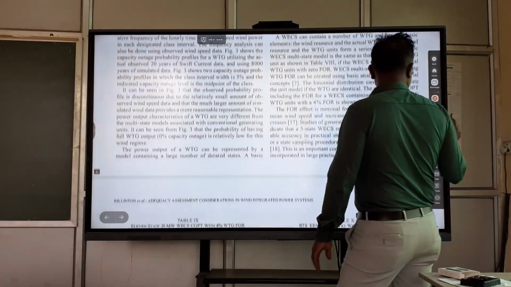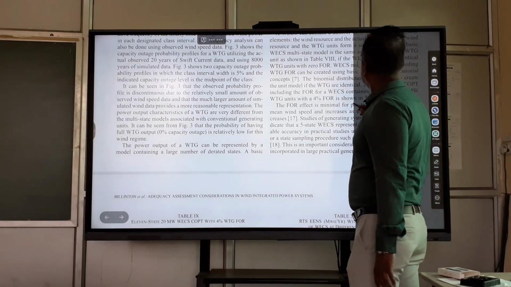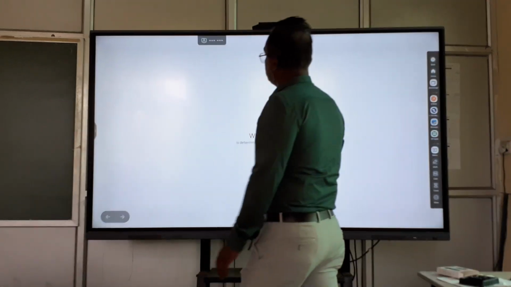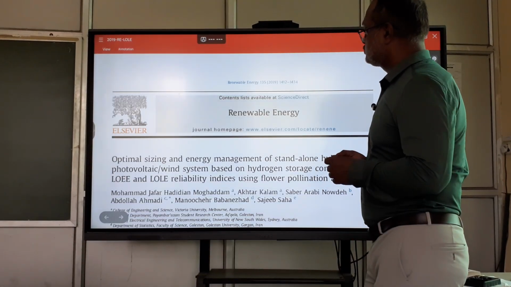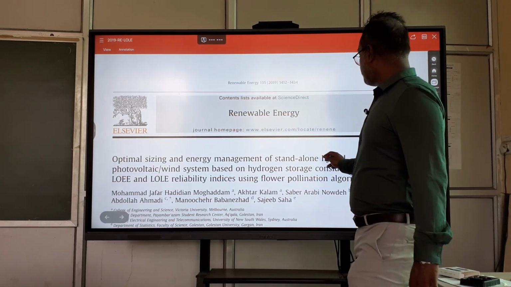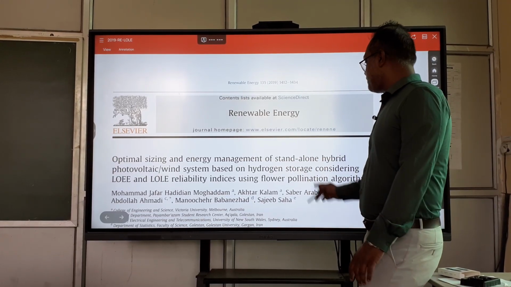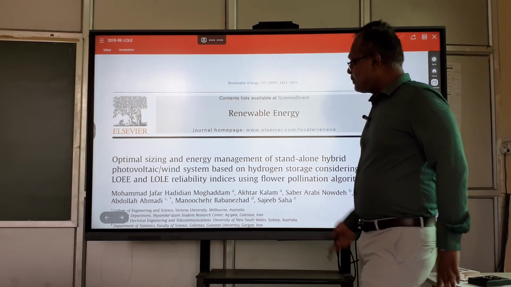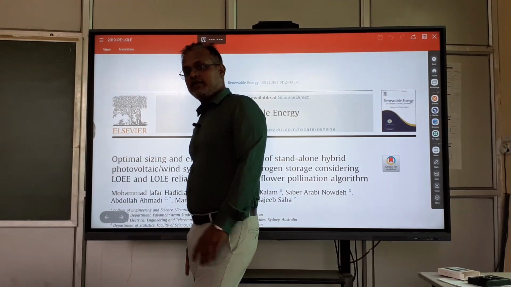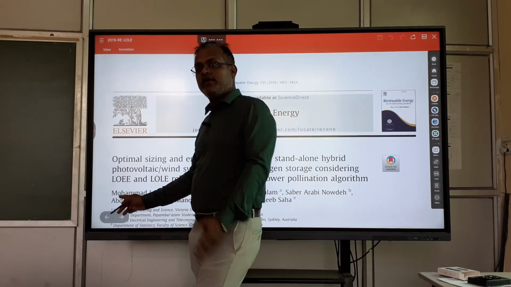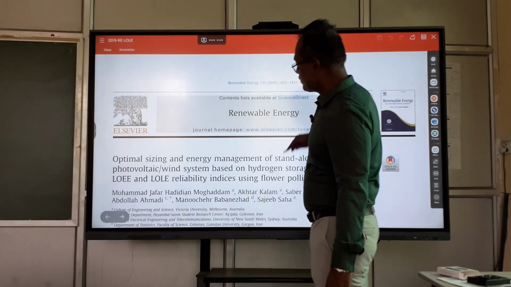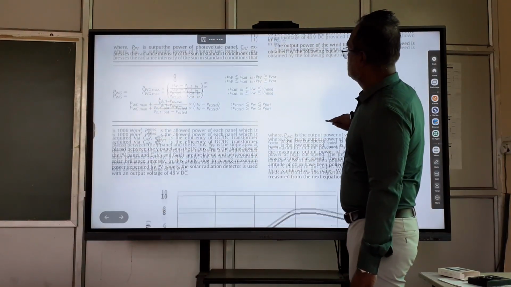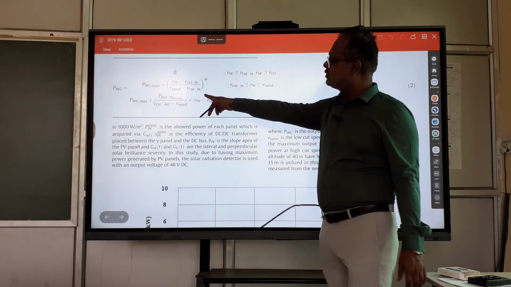Concept paper. Then this is optimal cycling and management of a standalone hybrid photovoltaic system based on hydrogen storage. Everything that is in the model research, but then you are evaluating LOLE and LOEE. Eventually, what you are evaluating is LOLE and LOEE. Unless you understand the concept, you cannot. Okay. This is one better. This is how the wind power is obtained.